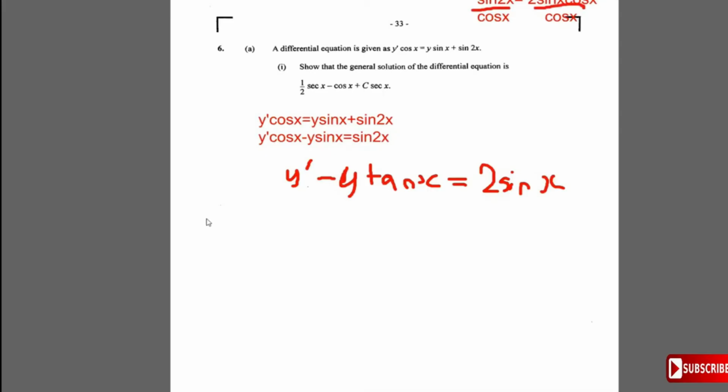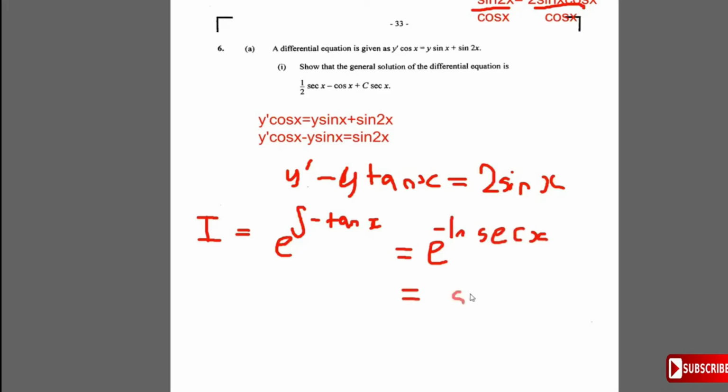So now we need to find the integrating factor I. The integrating factor I is equal to e to the integral of minus tan x. And the integral of minus tan x is going to be, when you integrate tan, you get ln sec. So it's going to be e to the minus ln sec x, which I can bring up this minus 1, and so e to the minus ln sec x is sec x to the minus 1. So that's the integrating factor, sec x to the minus 1.